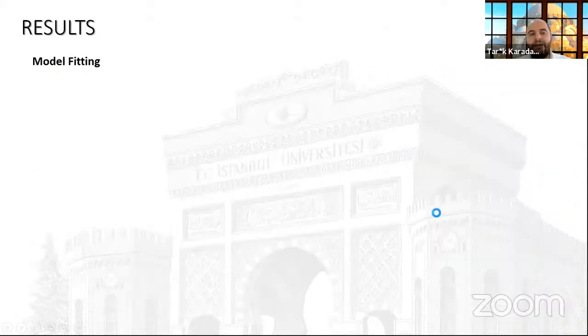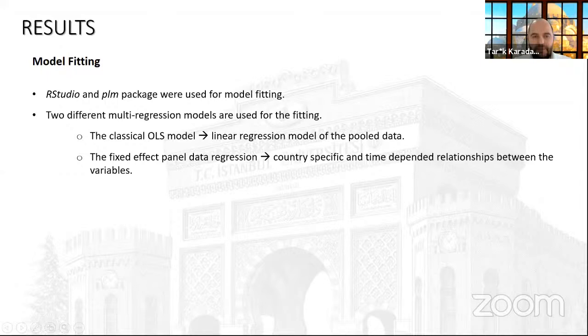So again, in the model fitting phase, we used RStudio and the plm package. And we fitted two multi-regression models to see the best result. The first model is the classical ordinary least squares model. This is the multilinear regression model of all the pooled data. And the second one is the fixed effect panel data regression. And this model should give us the country-specific and time-dependent relationships between the variables.